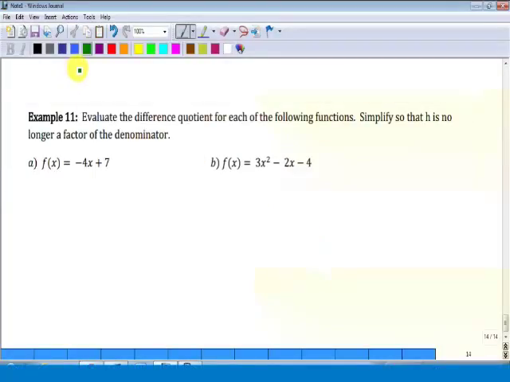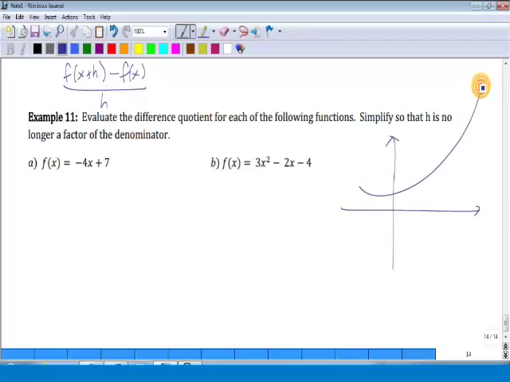Difference quotient is defined as f of x plus h, minus f of x, all over h. Basically, it's the slope of the line connecting 2 points on the graph of a function.